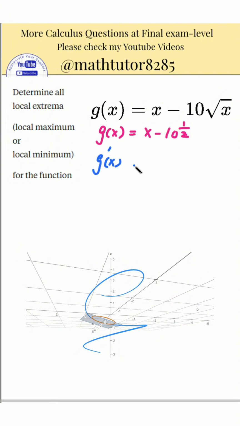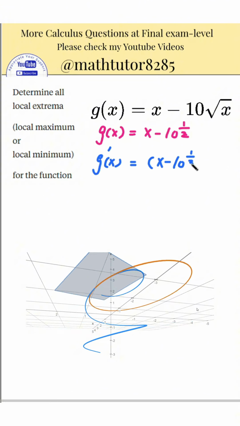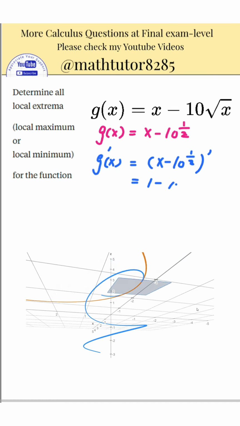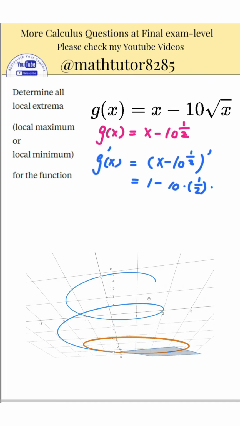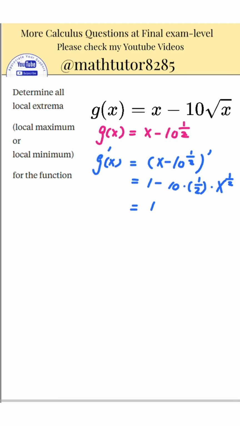The derivative of x is 1. The derivative of 10 times x to the 1/2 is 10 times 1/2 times x to the negative 1/2. That simplifies to 5 divided by the square root of x. So, the derivative of g of x becomes 1 minus 5 over the square root of x. Now, let's write that in a single fraction. That gives you the square root of x minus 5, all over the square root of x.